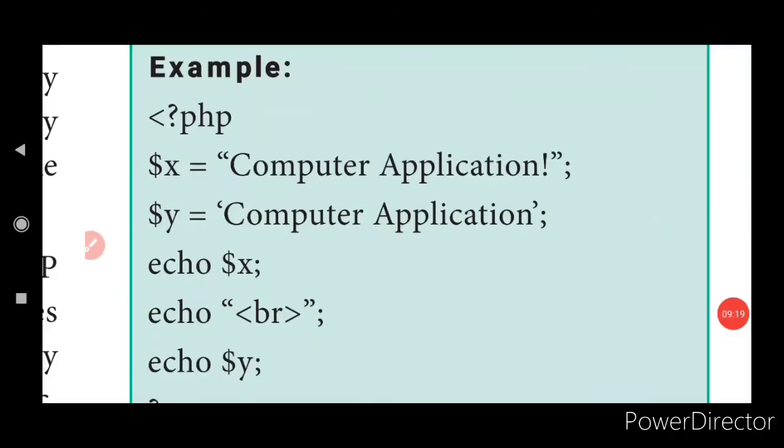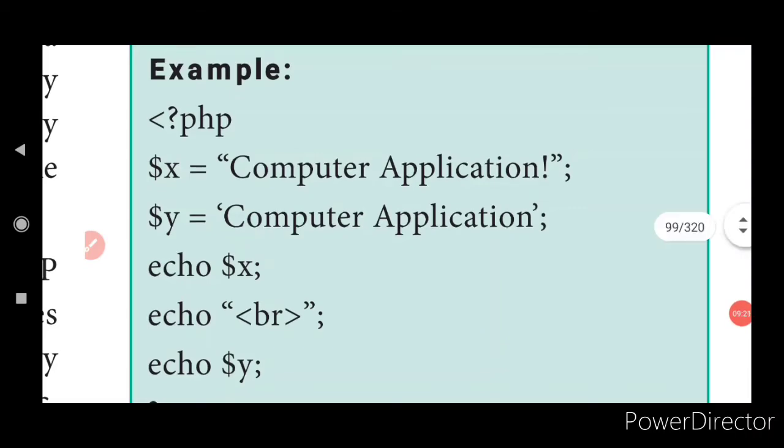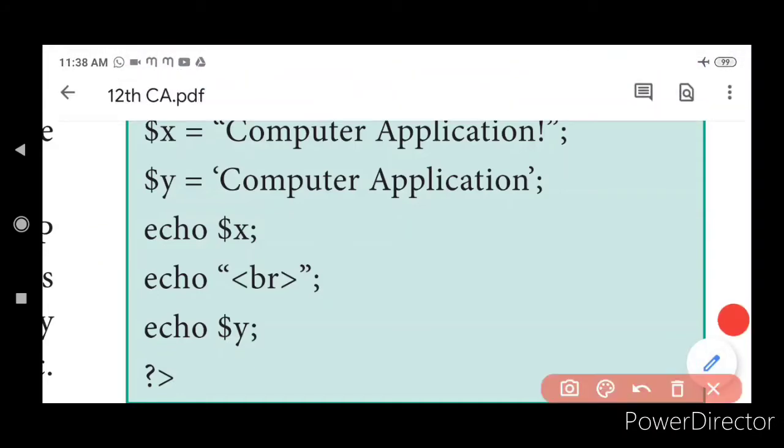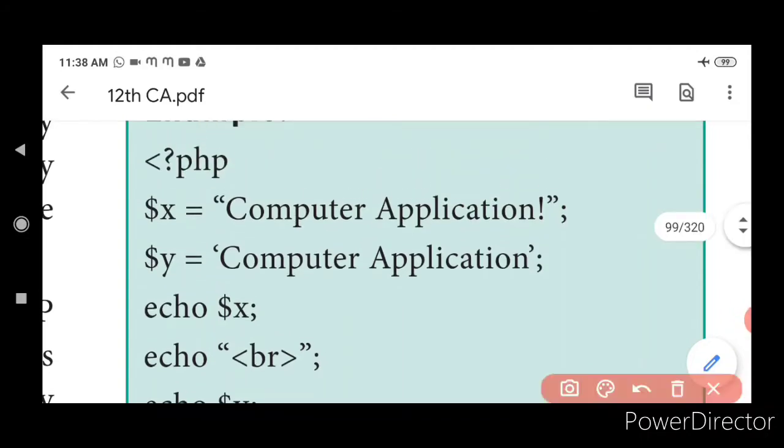Now have a look at this example. What have they written here? We started a PHP code, isn't it? They started with a PHP code: opening tag, question mark, php. $x is equal to "computer application", $y is equal to 'computer application'. One is represented with double quotes, one with single quotes. It doesn't matter, because a string can be represented with double quotes or single quotes.